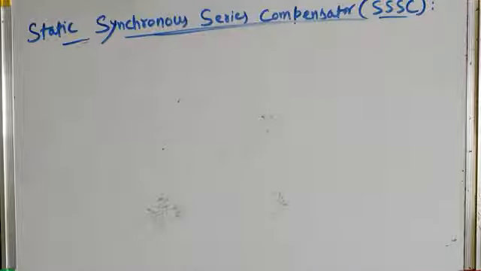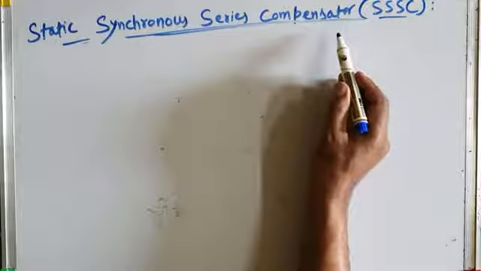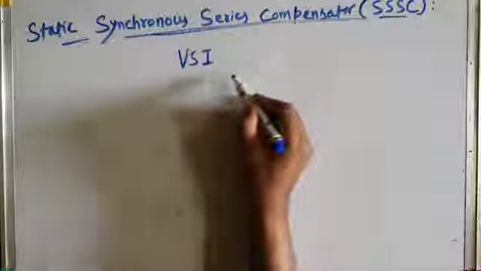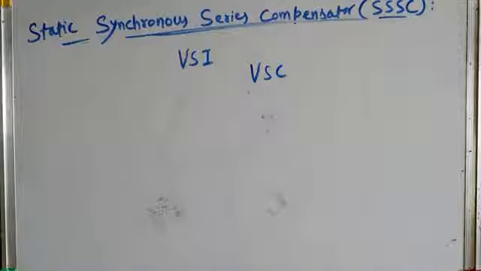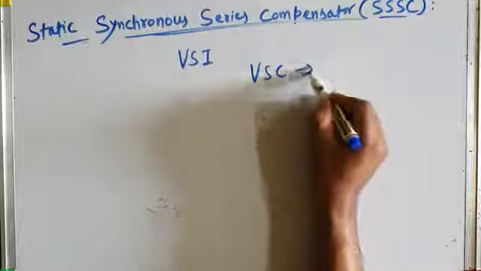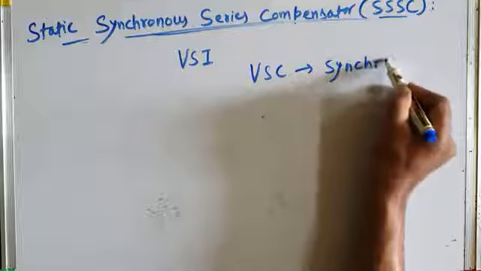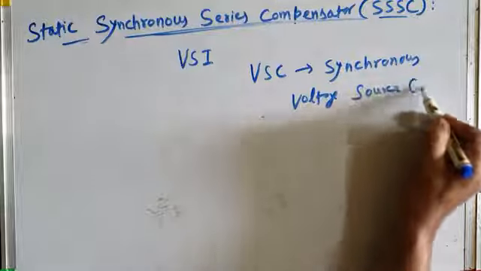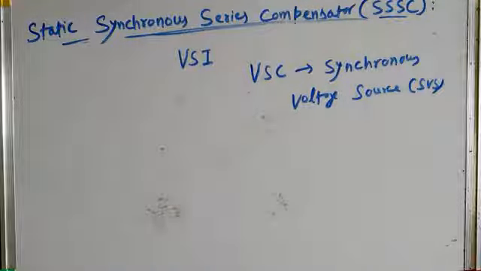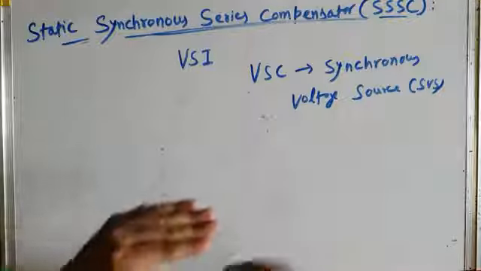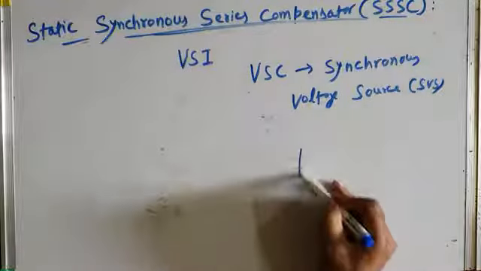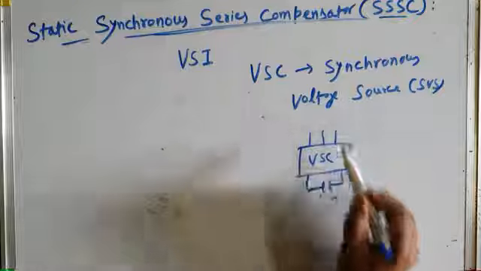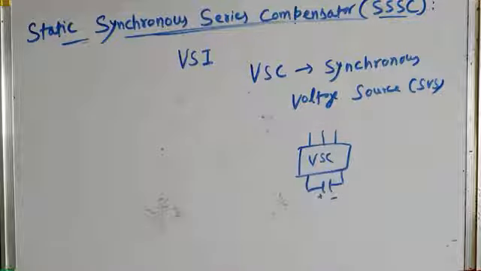Now, the static synchronous series compensator actually uses a voltage source inverter. As far as this voltage source inverter, or what we call a voltage source converter, is concerned, it acts as a synchronous voltage source, SVS. When I say it acts as a synchronous voltage source, that means this voltage source converter has a DC side and an AC side. This is the voltage source converter. It has a DC link, the DC side, and this is the AC side. It converts this DC power into AC power.